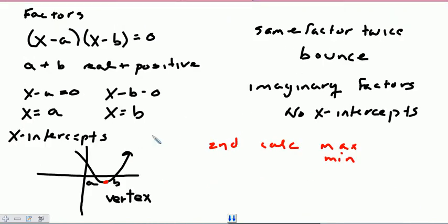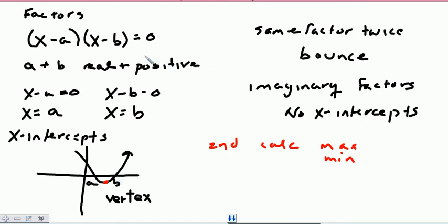Now, what if we have factored form where we're able to factor these? Well, first of all, if this a and this b are both positive, if we have x minus a times x minus b equals 0, we can set these factors equal to 0. x minus a equals 0, x minus b equals 0, which means my solutions are a and b. My x-intercepts are a and b. These are the places it's going to cross the x-axis.